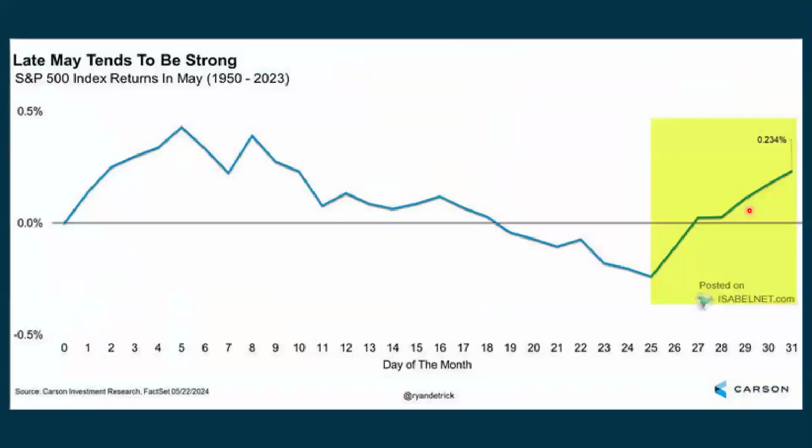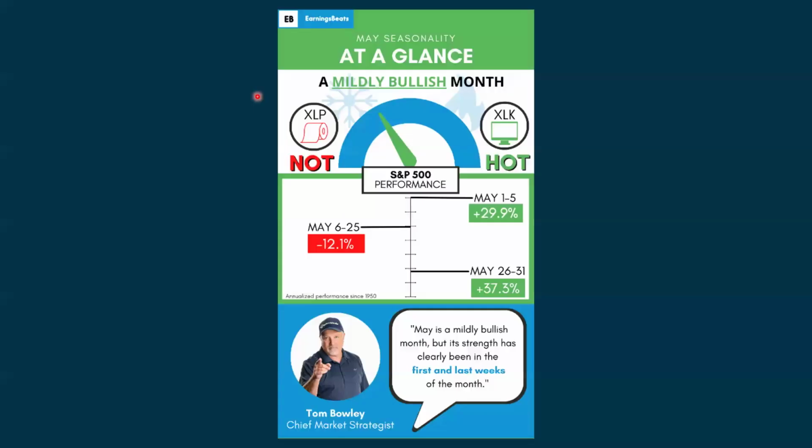This is also suggested by another chart put out by Carson. The end of May tends to be positive seasonally, and this is from 1950 to 2023. And this is Tom Bowley, who I talked about earlier with the VIX study. This is what he looks like right here. And he's pointing at you, where we're coming in, according to his research, the latter part of May is when we tend to see more positive returns. The middle part of May tends to be negative. Well, we're out of that now, and we're coming into the part that historically has been more positive.